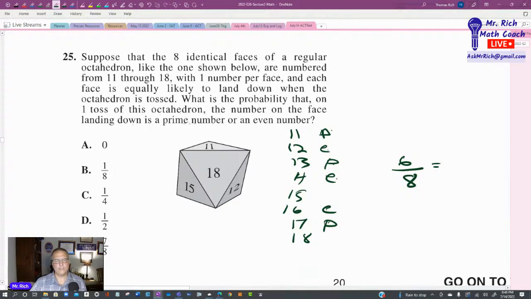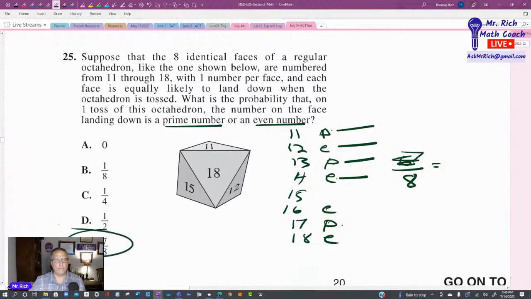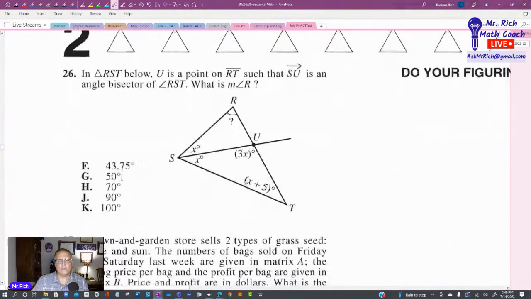The number of the face is a prime number or an even number. Prime, even, prime, even, neither, even. 17's prime. So I've got 8, and, oh, this is even. Okay. So 7 out of 8. There we go. E. Wow. Wasting some time on that one.